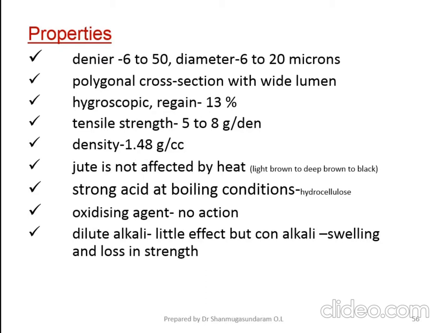The fiber starts swelling. Similarly, it loses its tensile strength. See, whatever may be the process, it should not affect either the physical property or the chemical property of your fiber. Whatever the treatment you give to the textile material, the process, the chemicals or the conditions should not affect either the physical or the chemical property of the material. So you have to plan in such a way that your process should be carried out.